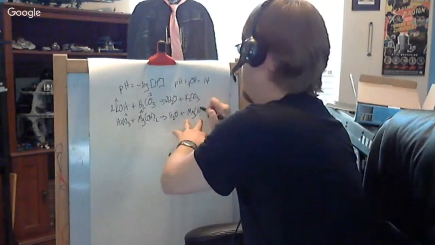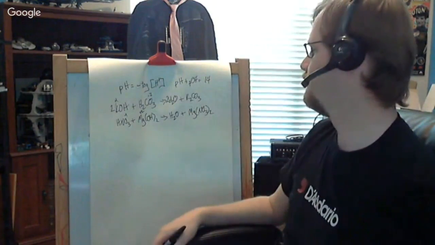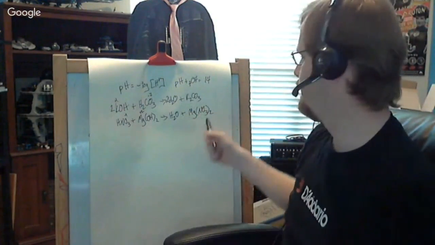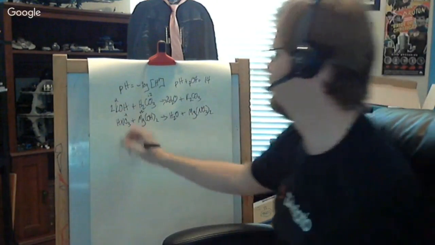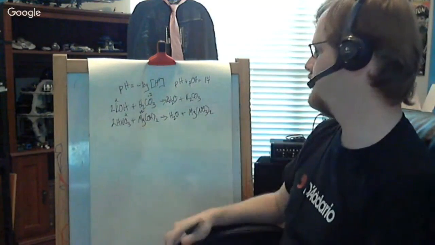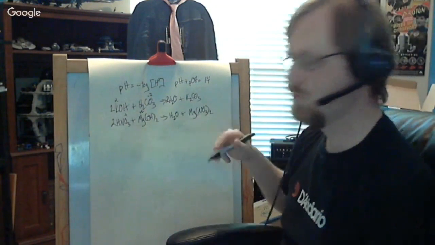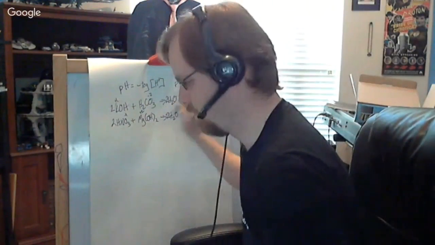So Mg(NO3)2, like so. I got 2 nitrates. There's only one there, so I'm going to put a 2 right there. 1 magnesium, so we're good on that. How many oxygens are in hydroxide? Well, that is 2. Boom. Done.